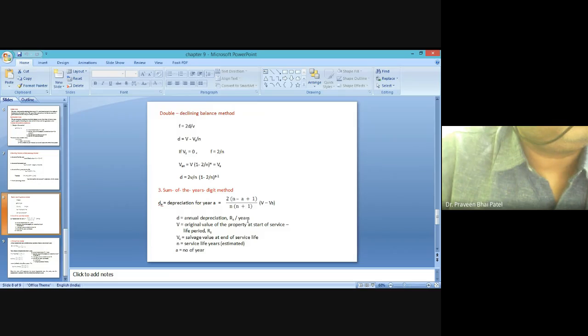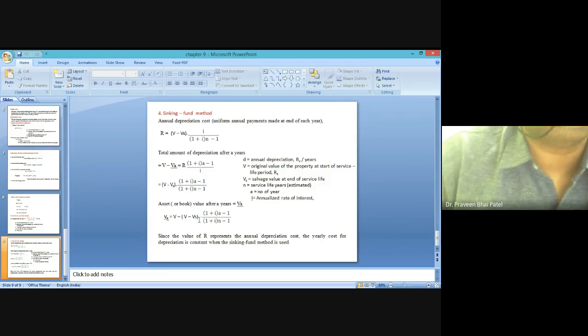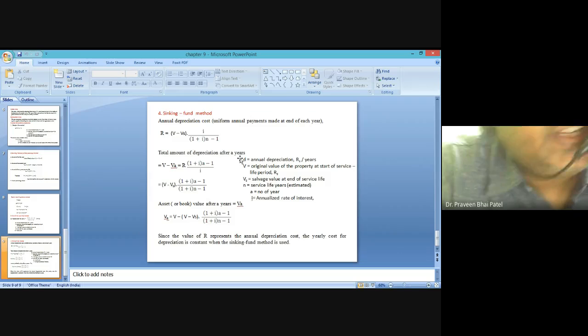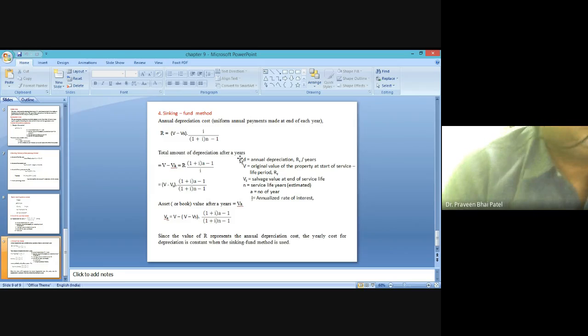ठीक है, और अब we will come to the last, that is sinking fund method. That is the annual depreciation cost, uniform annual payments made at the end of each year. So this is the basic formula where R denotes the annual depreciation cost on the yearly depreciation when the sinking fund method is used. तो a years means every year अगर आपको calculate करना है तो after every year what is the depreciation? So you calculate by putting the values in this formula.